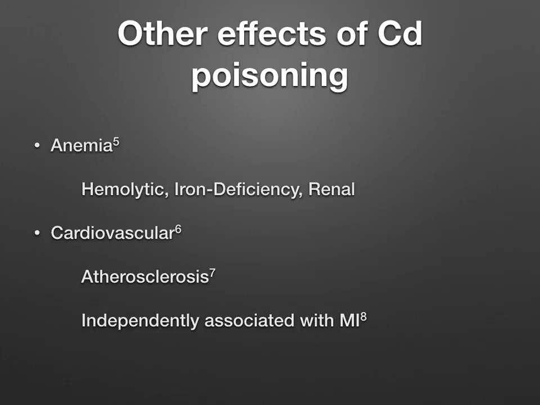There are other effects of cadmium poisoning: anemia and cardiovascular effects. There are three types of anemia that can be caused by cadmium poisoning. The three are hemolytic, iron deficiency, and renal anemia. Hemolytic anemia is caused by the destruction of erythrocytes in the spleen. Cadmium disrupts the efficient usage of iron in hemoglobin synthesis, so that would cause iron deficiency anemia. Lastly, we have renal anemia.